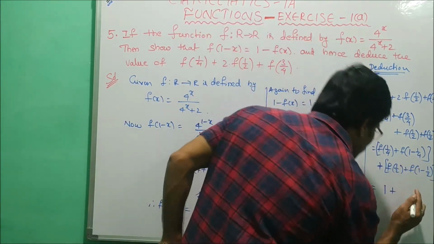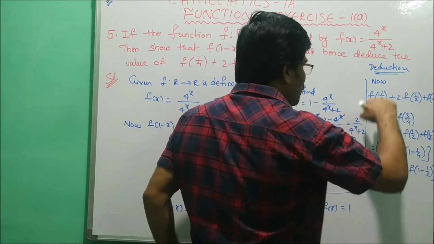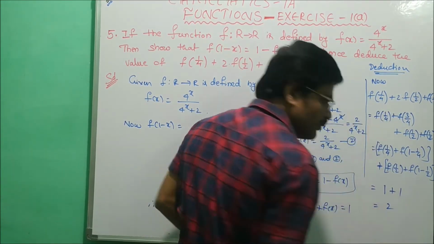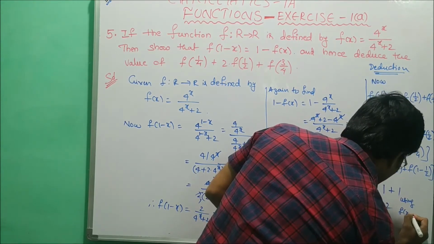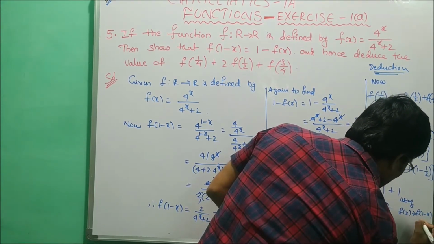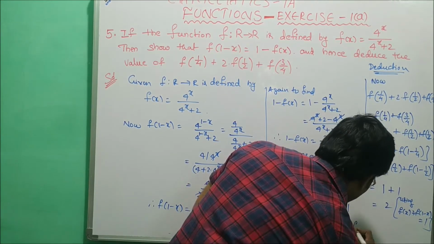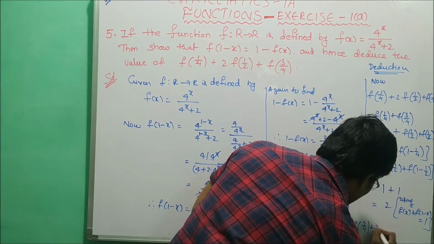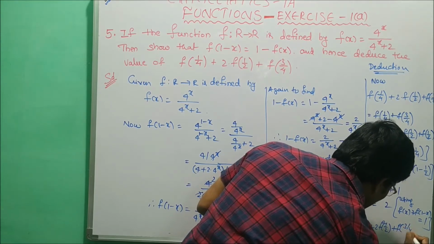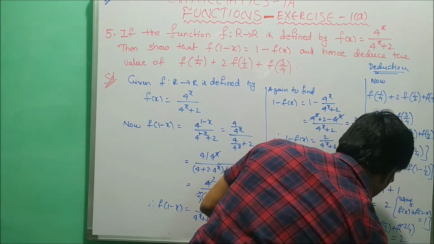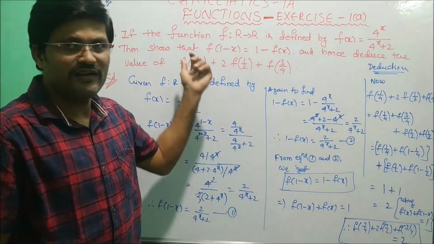Now here also we have to write the value of this one equals to 1. Now therefore the value of the deduction equals to 2, using f of x plus f of 1 minus x equals to 1. This is the given condition. Therefore f of 1 by 4 plus 2 into f of 1 by 2 plus f of 3 by 4 equals to 2. This is the deduction. This is the total solution for this question.